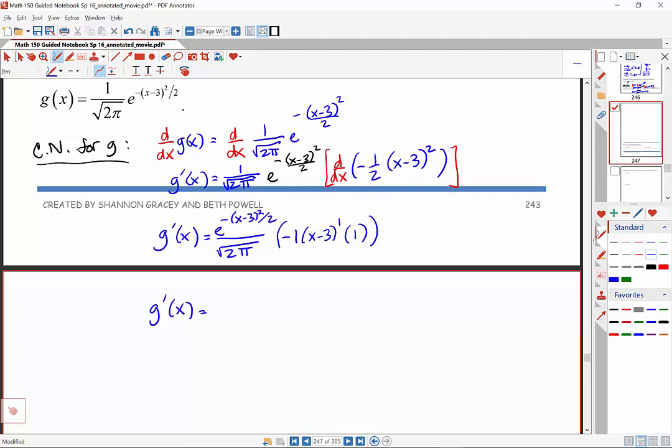We'll end up with 3 minus x. I'm going to write it like this. We'll have 1 over root 2 pi times 3 minus x times e raised to the negative x minus 3 squared all over 2. Okay, so we need to find the zeros of this.